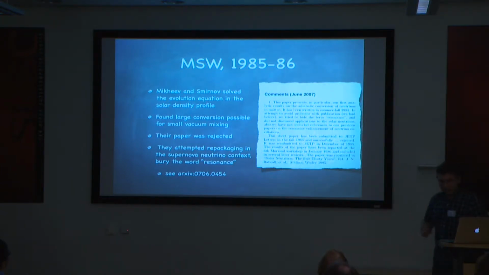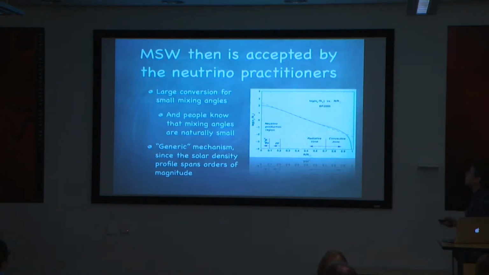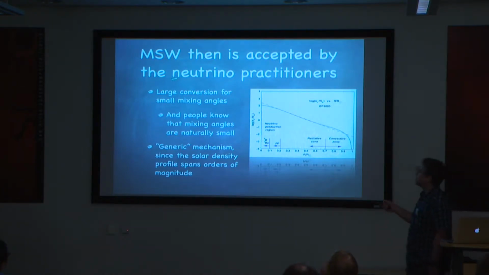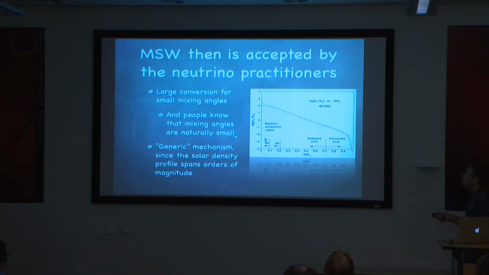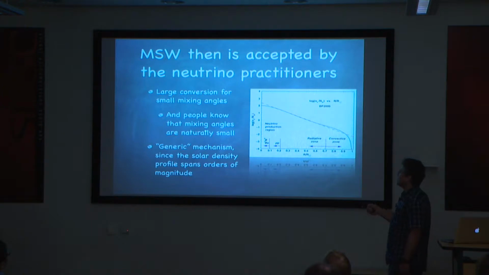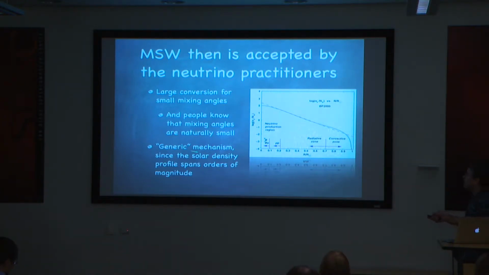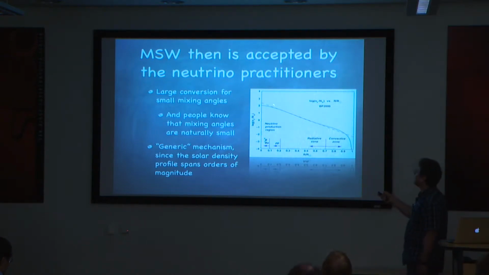Then eventually this gets published and then immediately recognized. So the MSW phenomenon is then suddenly accepted by all people who practice neutrino oscillations. And there are two reasons which are very persuasive to people. One is that you could get large conversion as seen in the solar experiment, even given a small mixing angle. And there was a consensus, or a very strong bias, that neutrino mixing angles would be small naturally, just like in the quark sector. And second is that this mechanism of conversion was very generic because the density profile in the sun spans several orders of magnitude. So you can get this resonance depending on what your delta m squared is, here or here and so forth. It didn't matter.